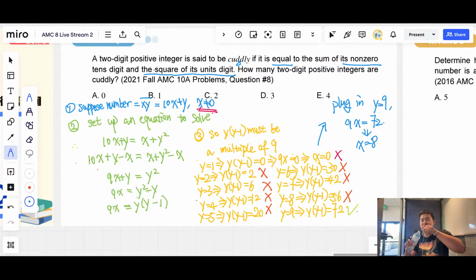Okay, I will pause to drink some water. Good. Now we have both x and y figured out. So we know the only possible number xy is what? 80. And what is the unit digit? 9. Okay, so it's asking for how many? Only one. Okay, so we are choosing option B.